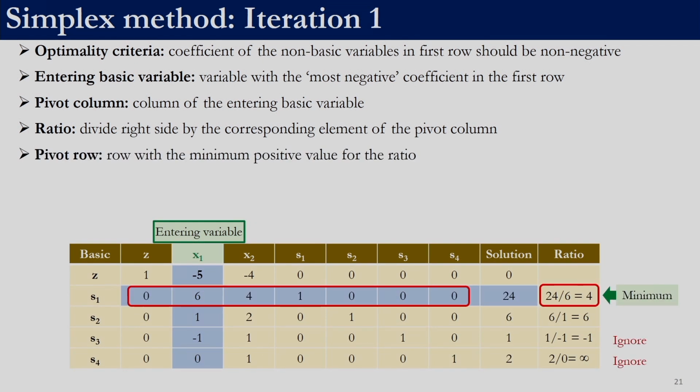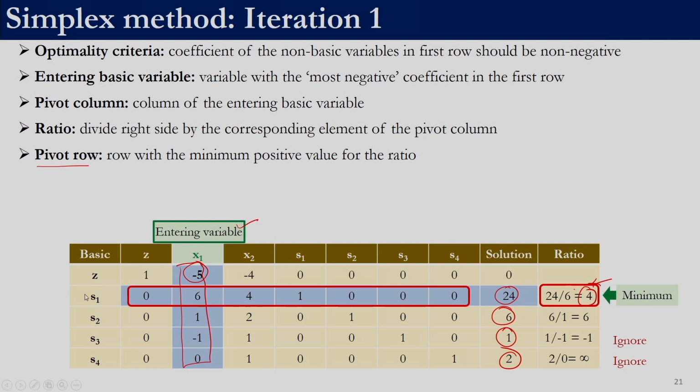Once we have determined the ratios, we need to determine the pivot row. The pivot row is the row which has the minimum positive value. In this case, 4 is the minimum positive value in this column, so that row corresponds to the pivot row. So, first we identified the entering variable, which was the one with the most negative coefficient. Its corresponding column is the pivot column. Then we calculated the ratios, the right hand side values divided by the corresponding element in the pivot column. The minimum positive value in the ratio helps us to identify the pivot row.